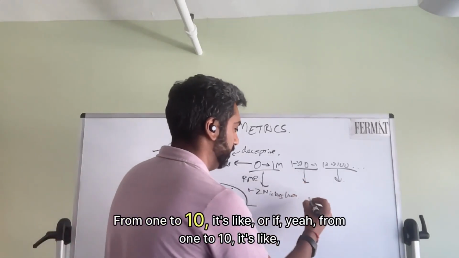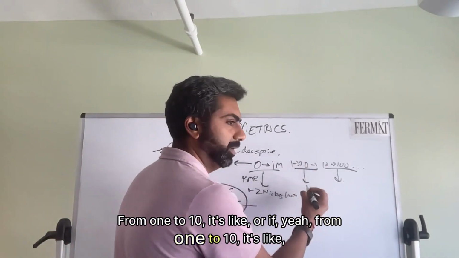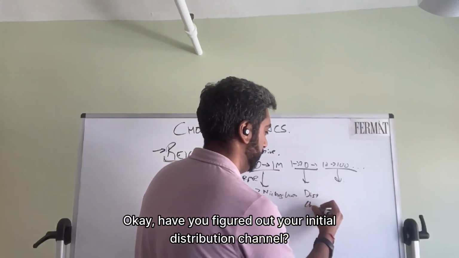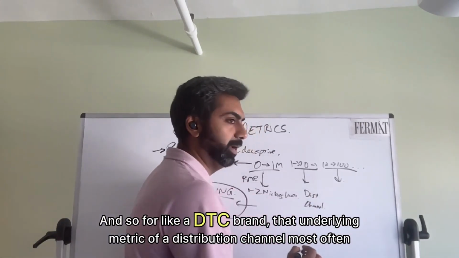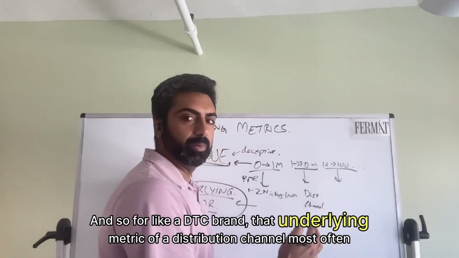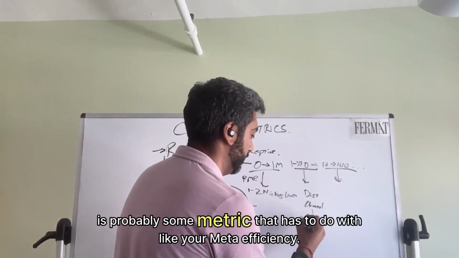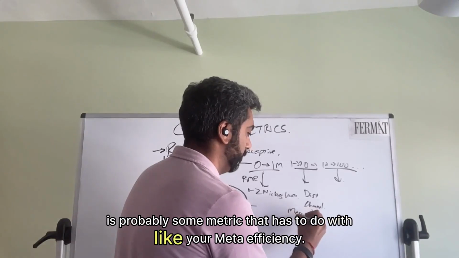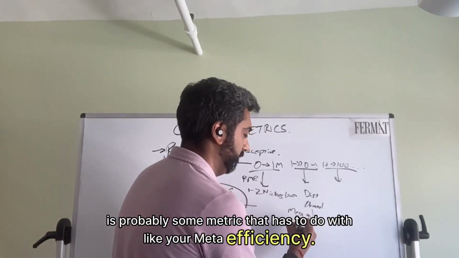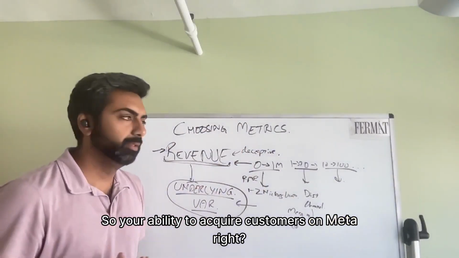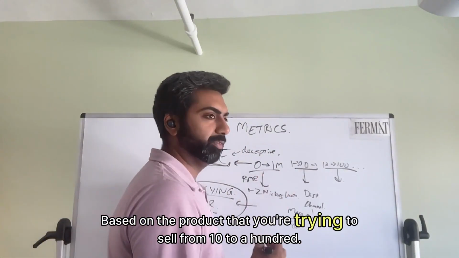From 1 to 10, it's like, okay, have you figured out your initial distribution channel? And so for a D2C brand, that underlying metric of a distribution channel most often is probably some metric that has to do with your meta efficiency. So your ability to acquire customers on meta, right? Based on the product that you're trying to sell.